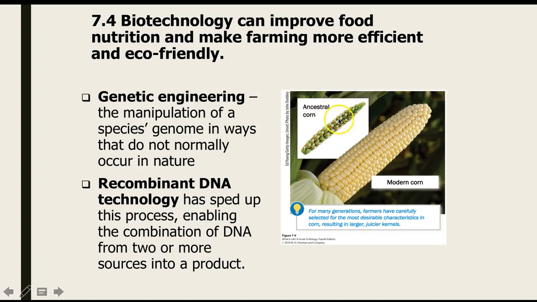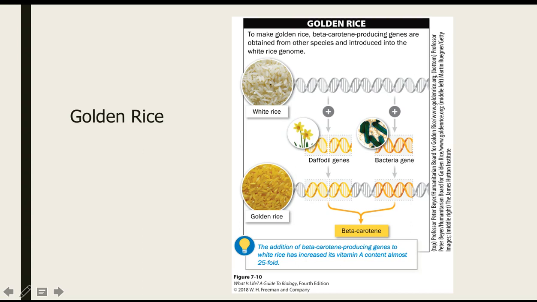This is what ancestral corn used to look like. This is what modern corn looks like. How did we get from here to here? Well, we did it through genetic engineering by breeding. But recombinant DNA technology really speeds up that breeding process. And you could go from here to here in just a few short years if you had the right tools. And that's what we're going to talk about, the right tools.